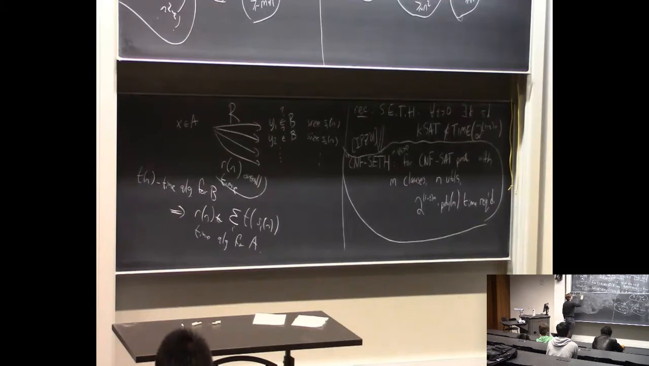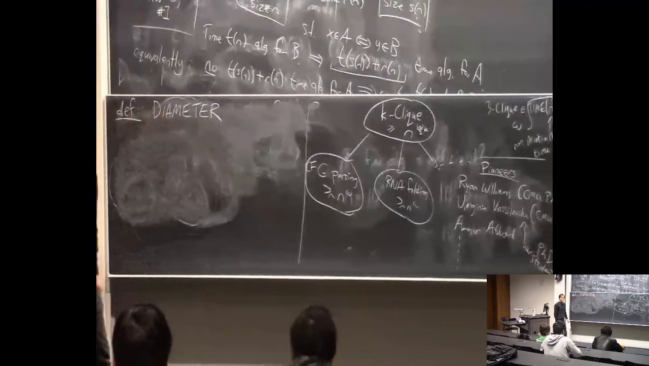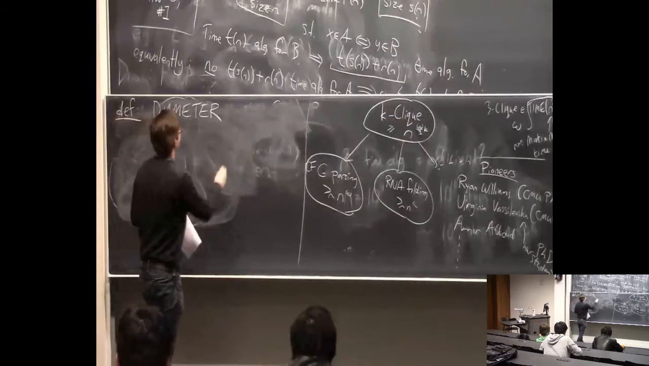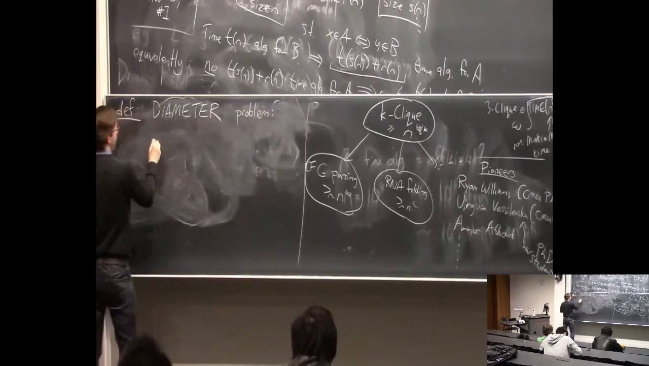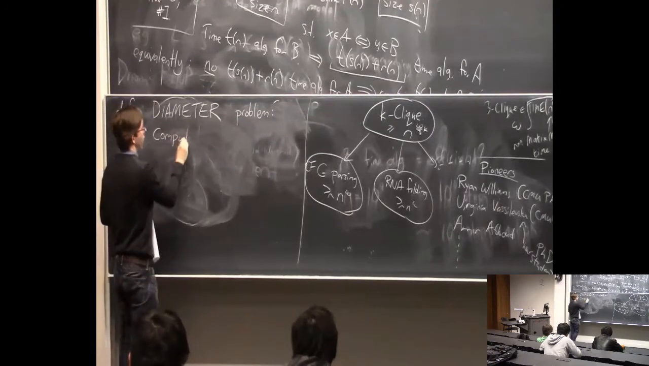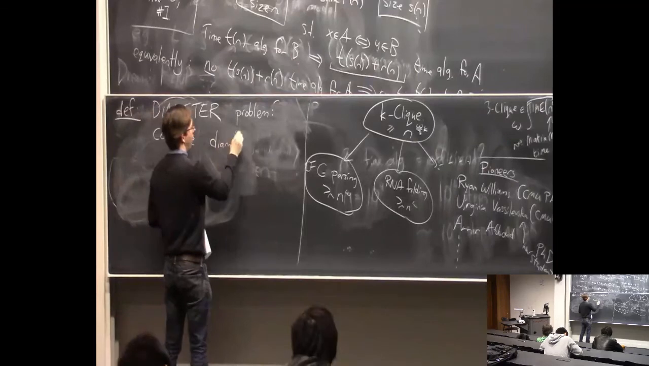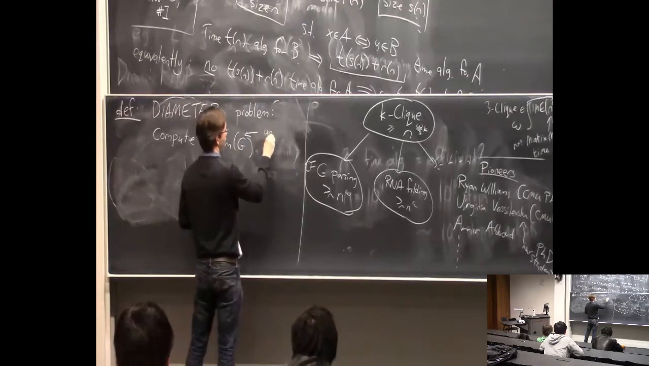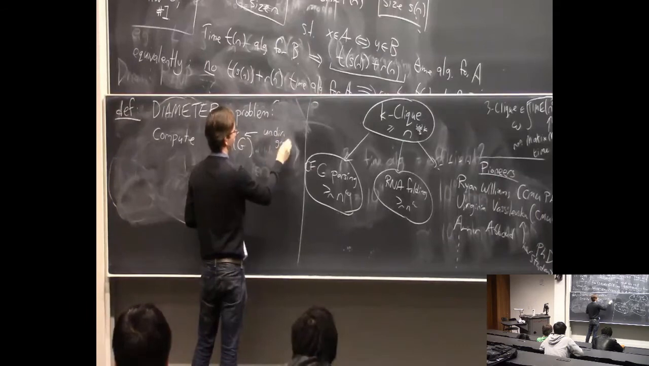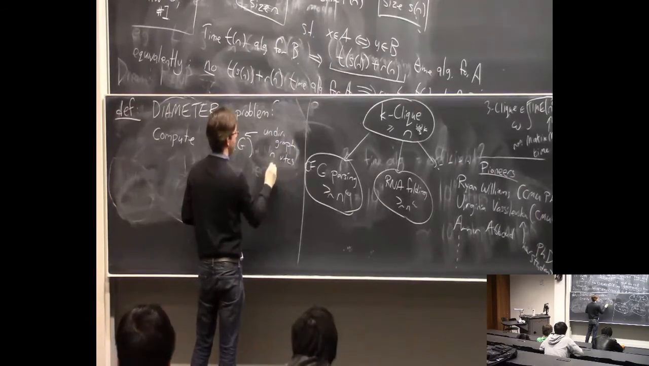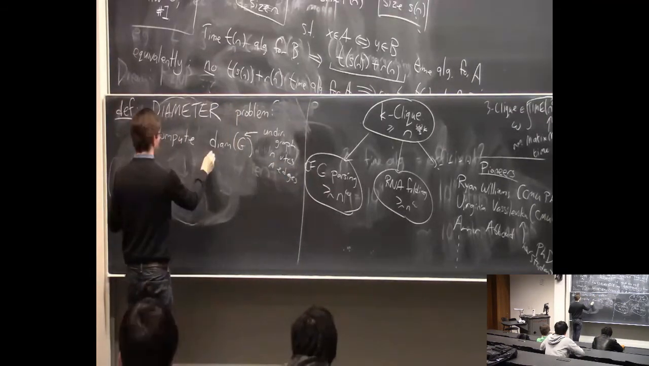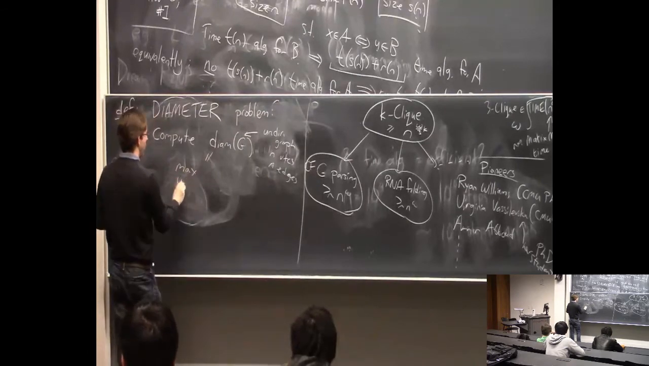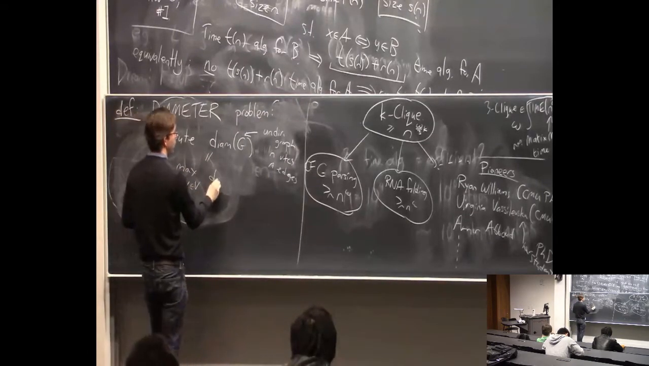OK, so we'll come all the way down to the world of diameter. I'm going to present it not as a decision problem, but as a function problem, because it's more natural that way. It's a simple problem. You're given an undirected graph, G, with n vertices and m edges, and you want to compute its diameter. And this is just the max over all pairs of vertices u and v of the distance between u and v.